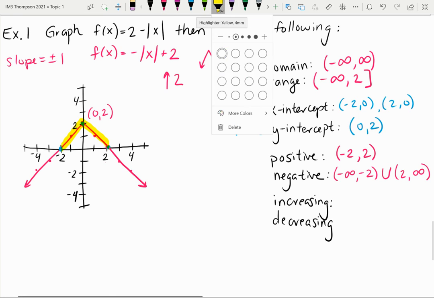So I could highlight these in another color. What color is not going to look terrible on top of red? I don't know. Brown's not going to look terrible on top of red. I don't have brown. Brown's not an option. How about pink?